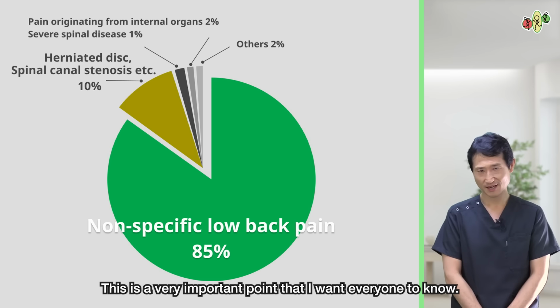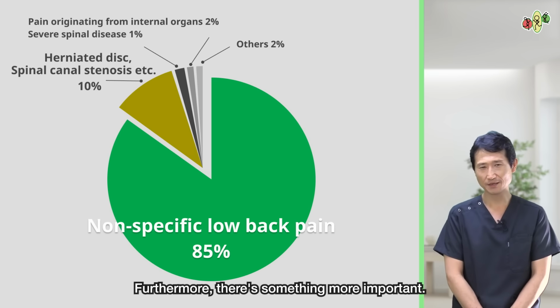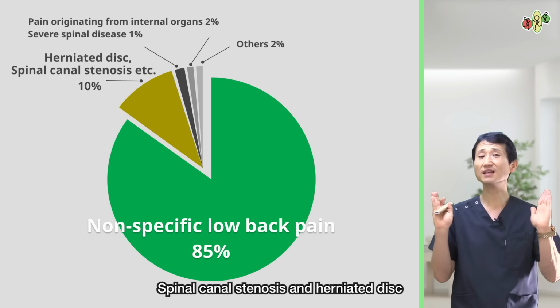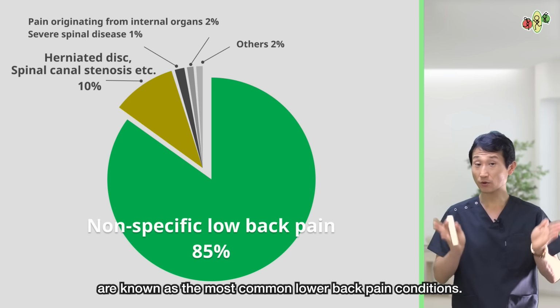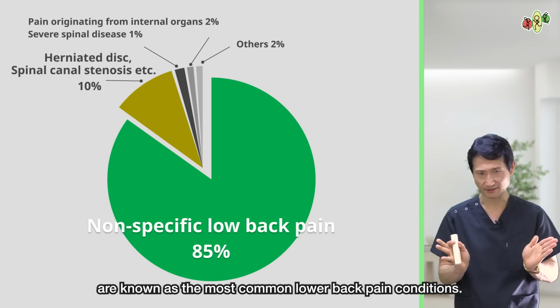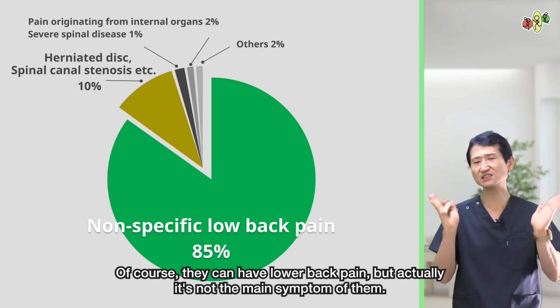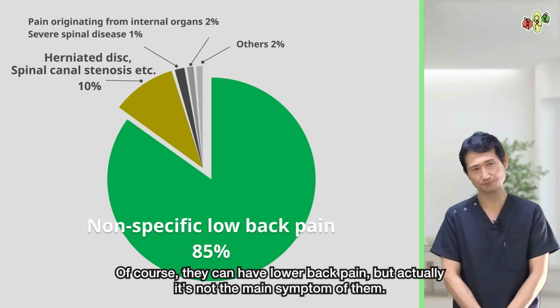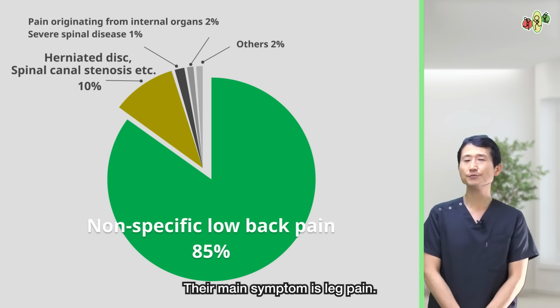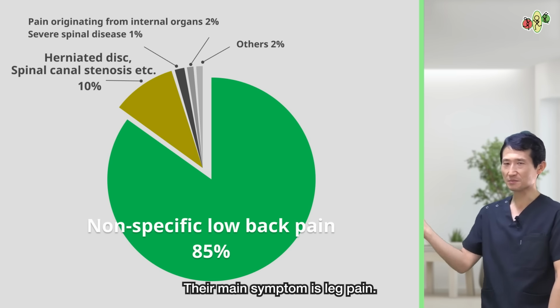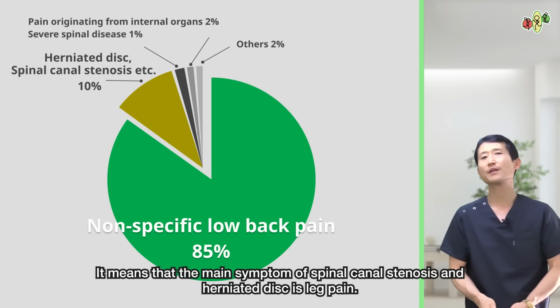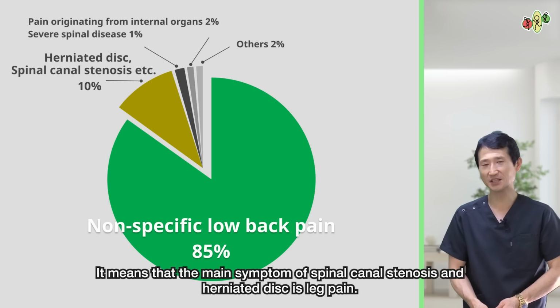This is a very important point that I want everyone to know. Furthermore, there's something more important. Spinal canal stenosis and herniated disc are known as the most common lower back pain conditions, but basically they don't mainly cause lower back pain. Of course, they can have lower back pain, but actually it's not the main symptom of them. Their main symptom is leg pain. It means that the main symptom of spinal canal stenosis and herniated disc is leg pain.